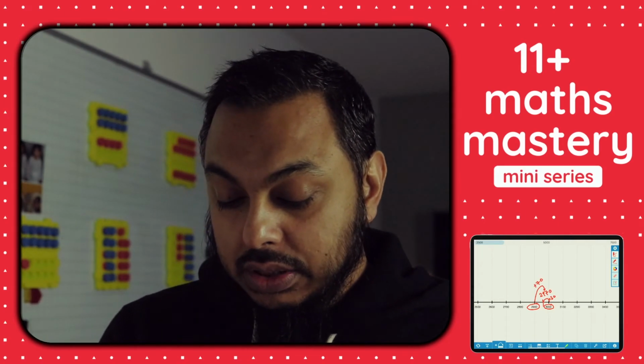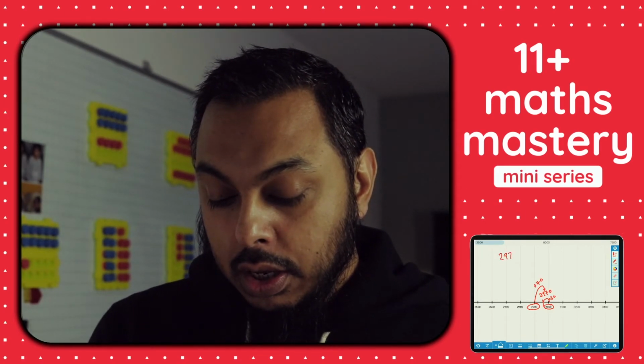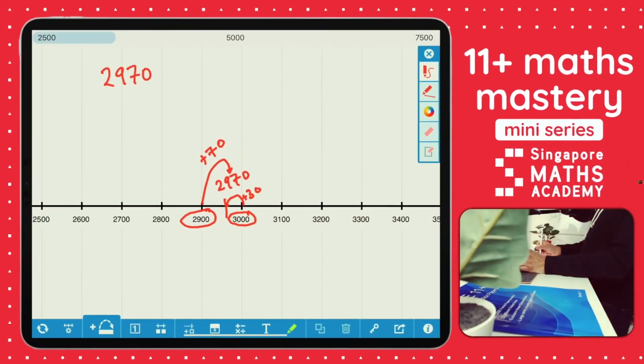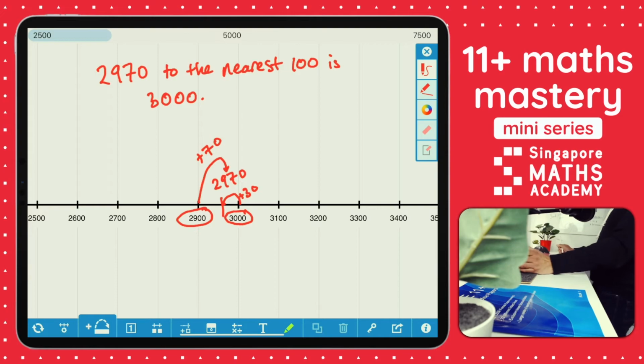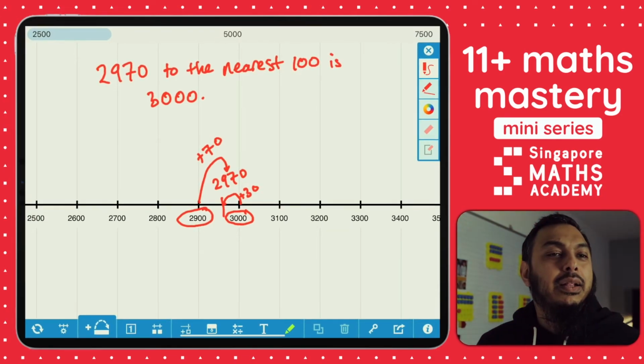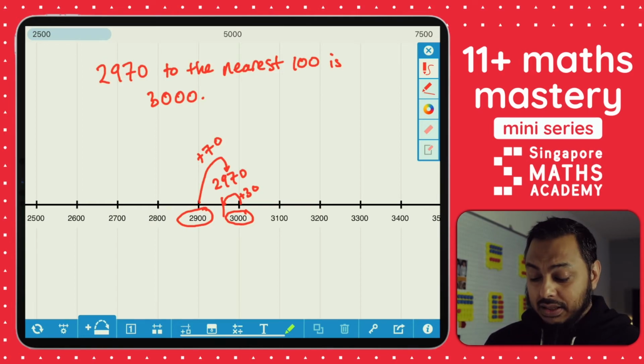So 2,970 to the nearest 100, didn't we say, is equal to 3,000. 2,970 to the nearest 100 is 3,000. And so does that make sense, class? Can we see why that is? Because that's the nearest 100, right?